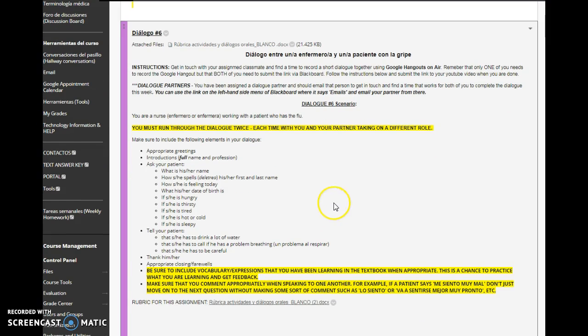So again, here we have appropriate greetings, introduction. Again, I'm going to take out the profession. You'll ask the person, like before, what his or her name is, how to spell the first and last name, how he or she is feeling, and here's some new information. What is his or her date of birth? If this person is hungry, thirsty, tired, hot, cold, really sleepy. Okay? And the patient, of course, will answer.